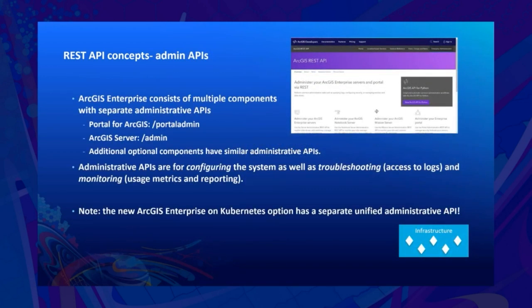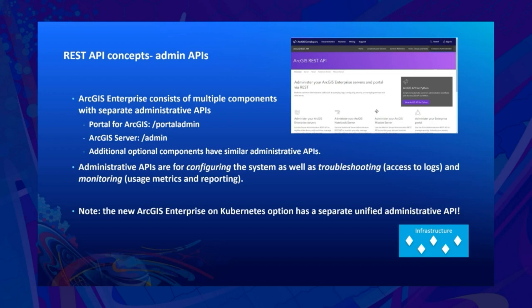Finally, we've got the administrative REST APIs. This goes back to those individual components that make up ArcGIS Enterprise. The primary components in this case are Portal for ArcGIS and ArcGIS Server, each of which has a REST admin API. The Portal Administrative API is very inventively called, or found at, /portal/admin. Each of these administrative APIs are for both configuring the system as well as troubleshooting.